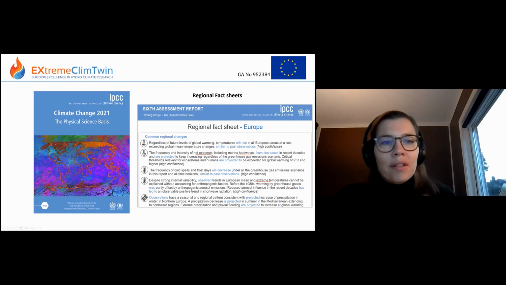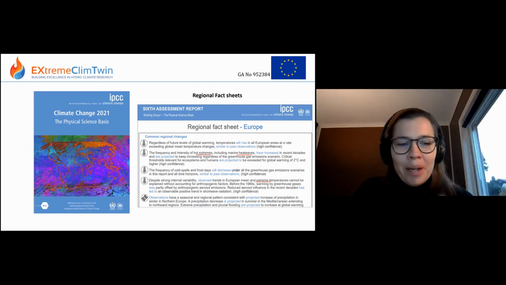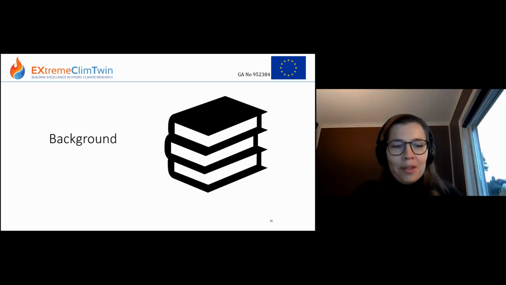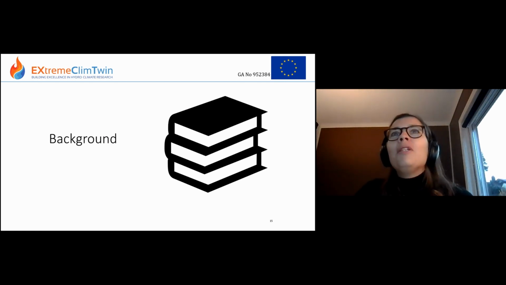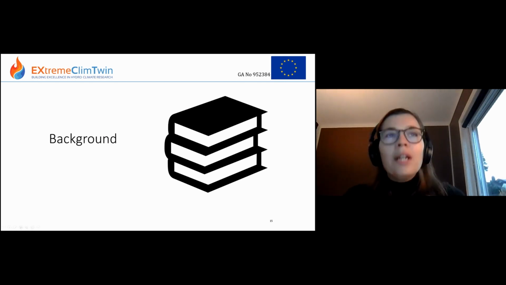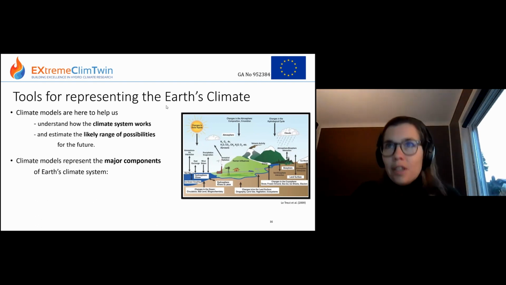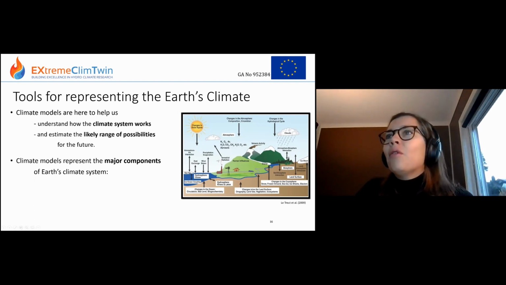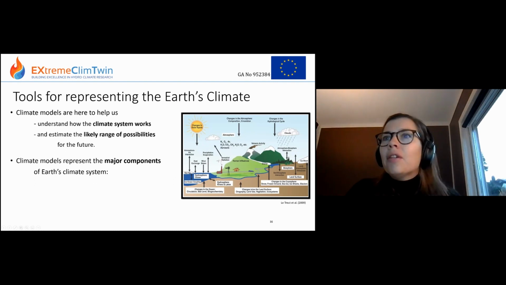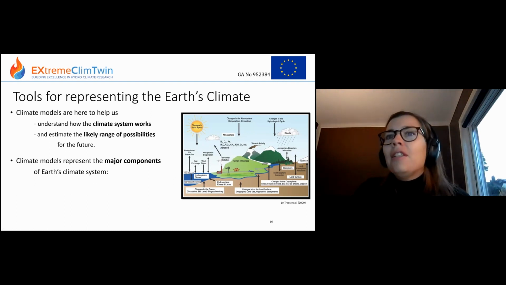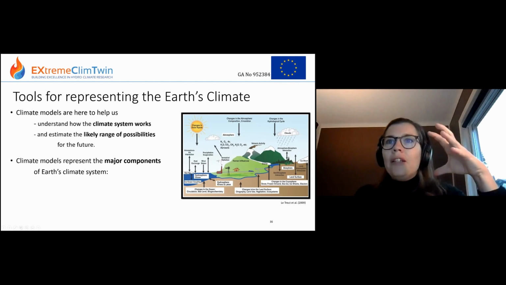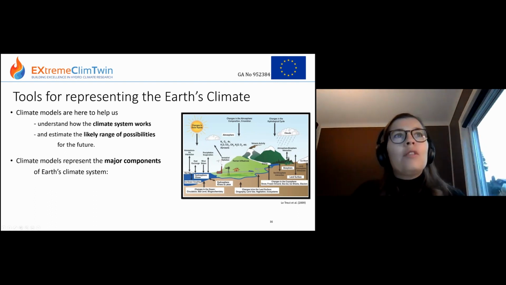So now, going into the dynamical downscaling part, which is more the topic of the lecture for today. So a little bit of background. As you know, we have different tools for looking at the Earth's climate, and one of them is climate models in general. And the climate models are here to help us understand how the climate system works. So you want to understand how maybe clouds are influencing the climate, how volcanic activities, or the interaction between land and the atmosphere, or the ocean and the atmosphere.